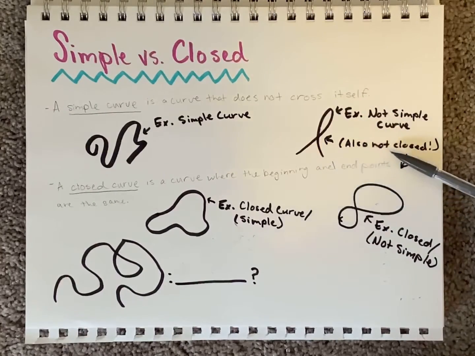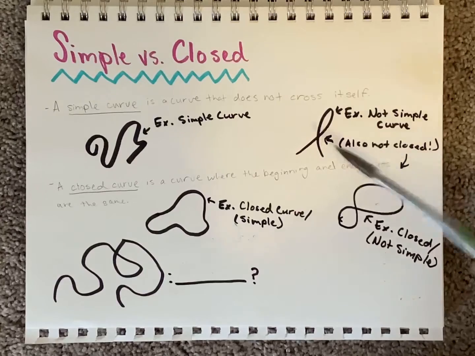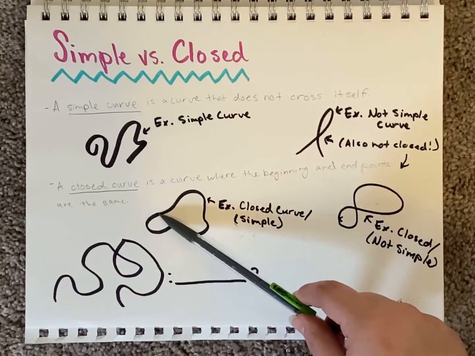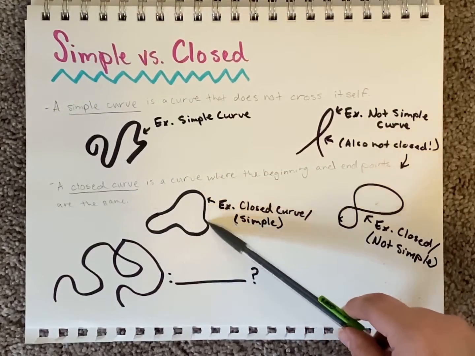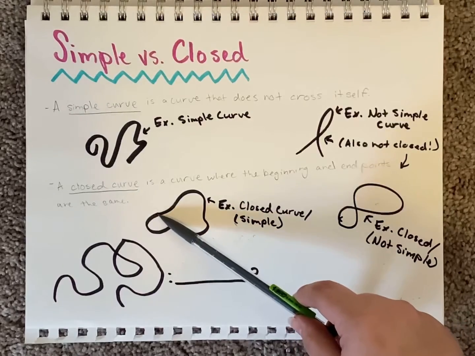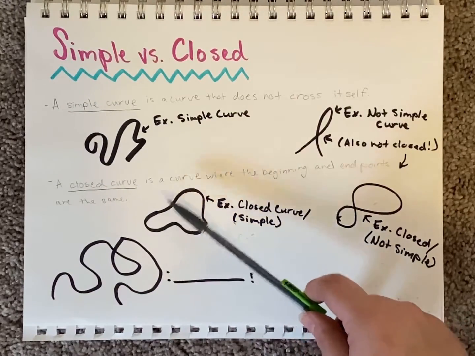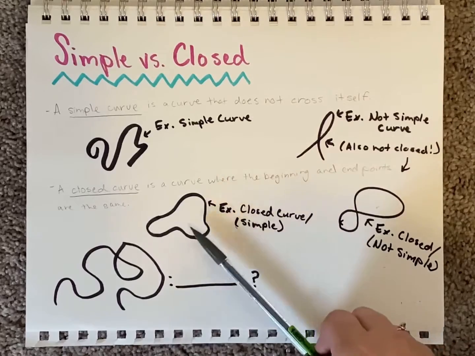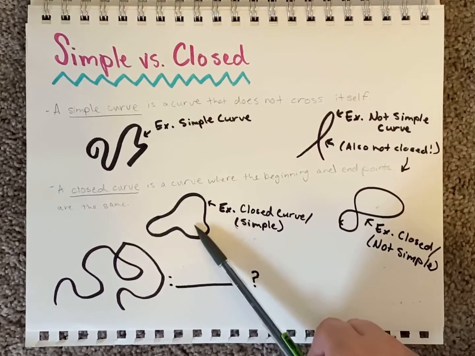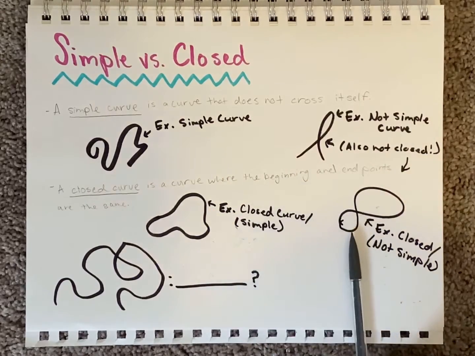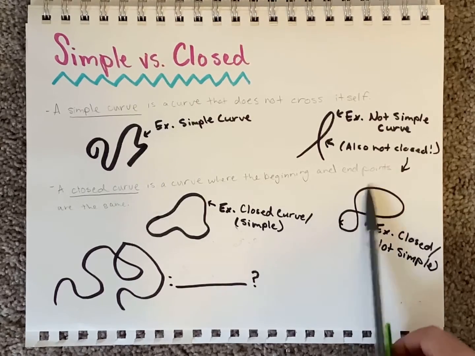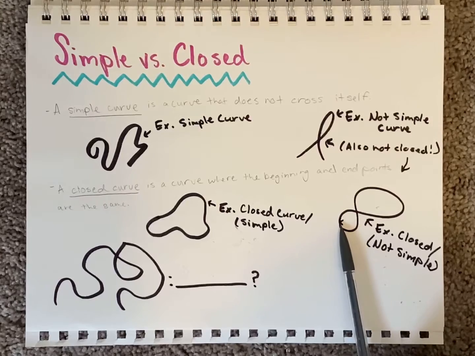And you can see that it's also not closed, which we'll go ahead and go over now. A closed curve is a curve where the beginning and end points are the same. So when you draw with your pencil and begin, you're going to end at the same point where you began that line. So that would be an example of a closed curve. And this is also simple because you can see it doesn't cross itself anywhere. Here I have another example. It is closed. As you can see, it starts and ends at the same point, but it does cross itself, which means it's not a simple curve.